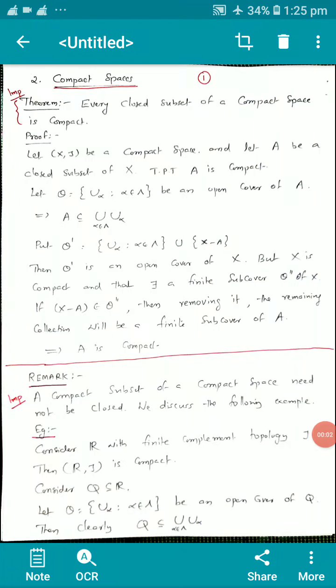Dear students, today I am giving the third video on compact spaces. In the last class we started with compact spaces. That was the first section of the first unit that we have discussed so far. Now, coming to the second part, that is compact spaces in detail.